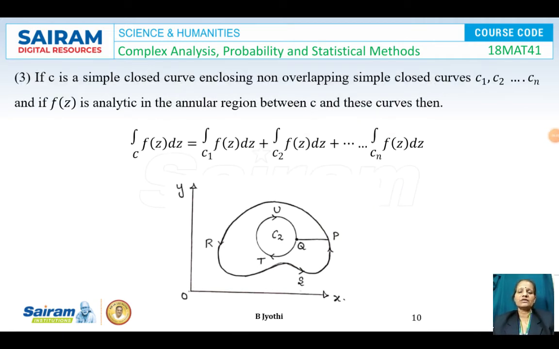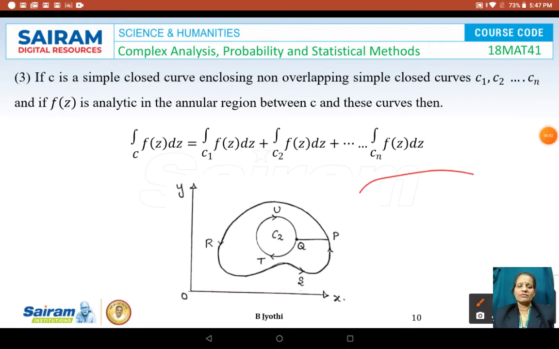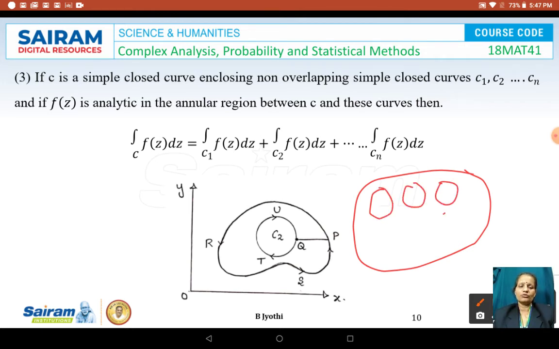If C is a simple closed curve enclosing the non-overlapping simple closed curves C1, C2, etc., Cn, and if f of z is analytic in the annular region between C and these curves. So this is the one curve, and in between only one curve has been added, but many more curves will be there. C1, C2, C3, C4, etc., Cn. Many more curves will be there in the annular region between C and these curves.